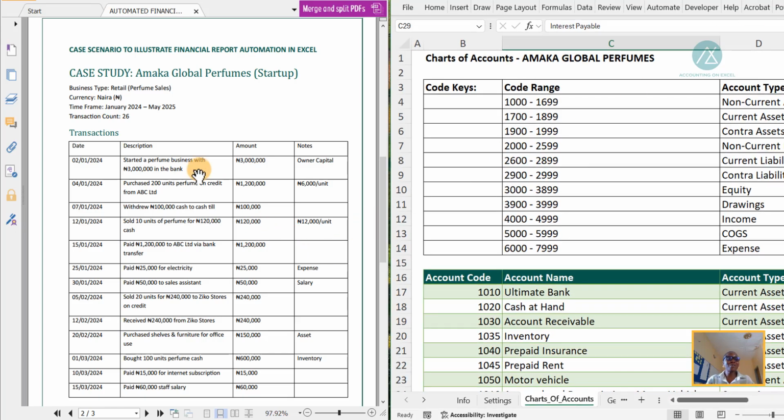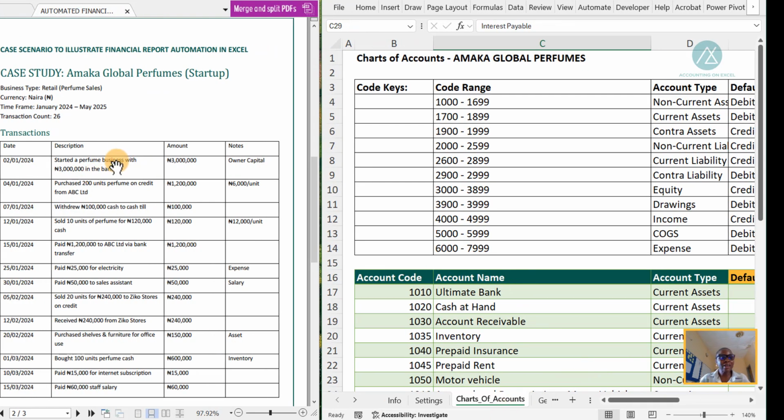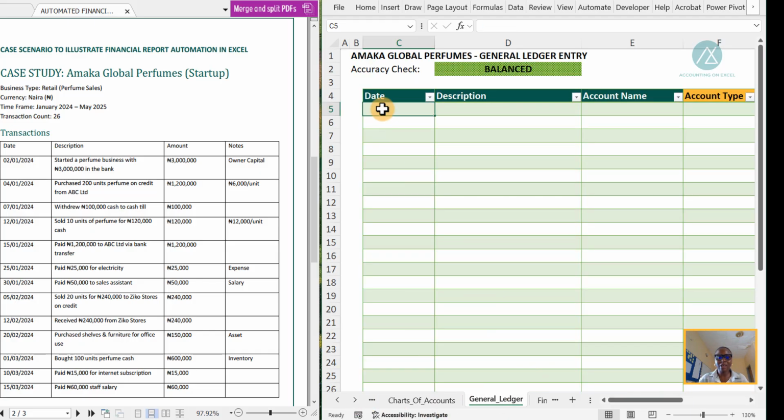Right, good. So we have the case study here and we have the transactions. The first transaction says that on the 2nd of January 2024, Amaka Global started a perfume business with 3 million in the bank. Right. So 3 million, just to give you some notice, and owner's capital. So we go to our general journal. You just follow me closely. On the 2nd of January 2024, we may not go through all, but I will just show you how this works. At whichever point we stop, I know you can pick it up from there. So we just call this startup capital, right? This is startup capital.